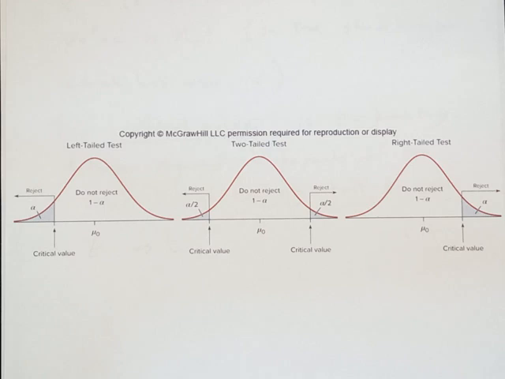If I said the average person drinks fewer than 2, then my hypothesis, less than 2, is the safe area. More than 2 is the problem area. That's a right tail test. So we need to know which kind we're dealing with.